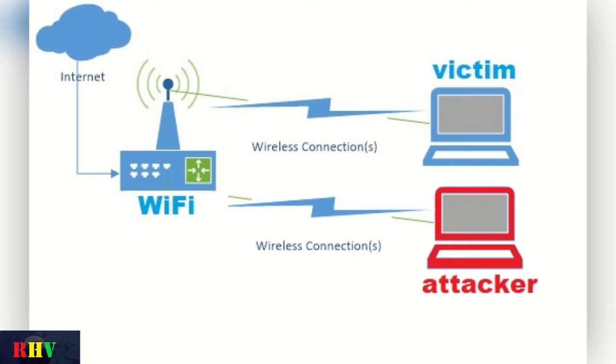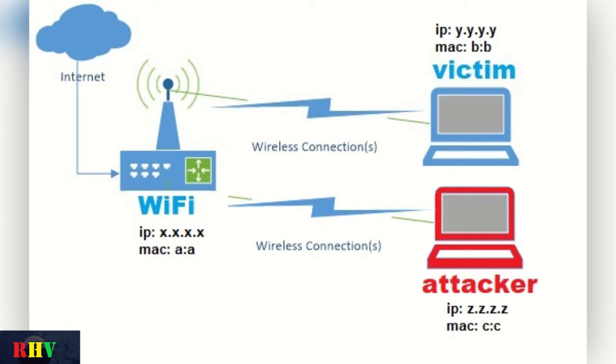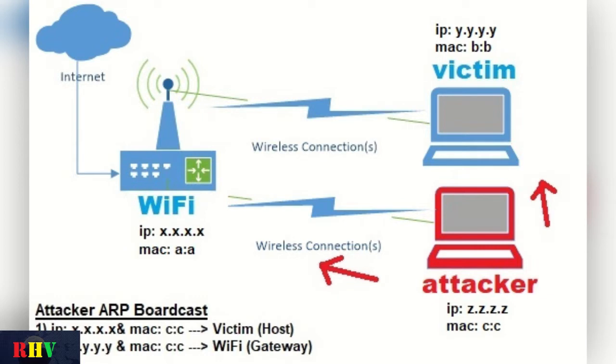In this illustration, let's assume these are the IP and MAC addresses of the hosts connected to the same Wi-Fi. The malicious host then sends two separately crafted ARP replies to the Wi-Fi gateway and the host. The ARP reply sent to the host contains the IP address of the Wi-Fi gateway and the MAC address of the attacker host, thereby making the victim host believe that the Wi-Fi gateway is now the attacker's machine. The ARP reply sent to the Wi-Fi gateway contains the IP address of the victim host and the MAC address of the attacker host, thereby making the Wi-Fi gateway believe that the host is now the attacker's machine.